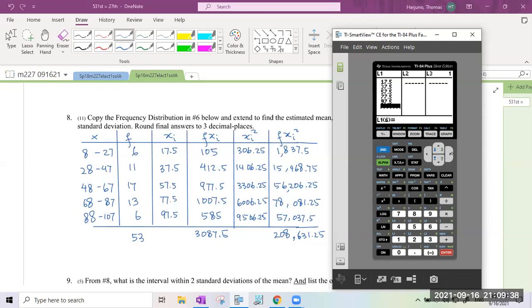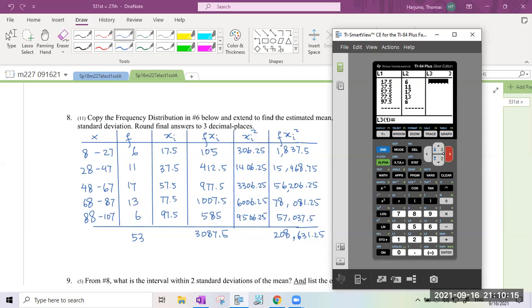So then I move to the second column. My L2 will be my frequency column. 6, enter. 11, enter. 17, enter. 13, enter. 6, enter. So far I only input data. My L1, I follow the scores, right? So I put it on the left-hand side of frequency instead. L2 is the frequency.